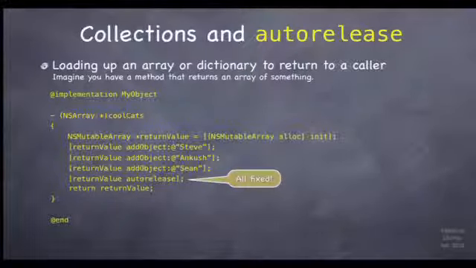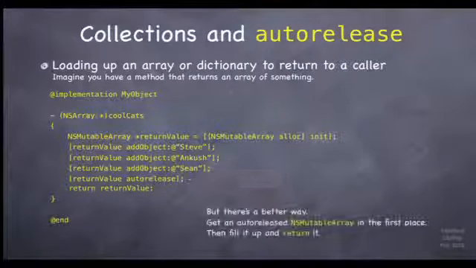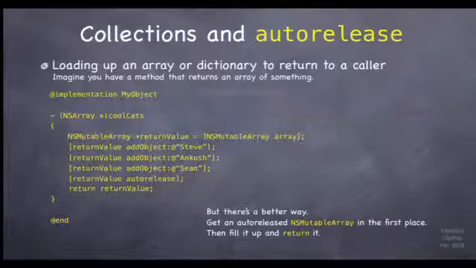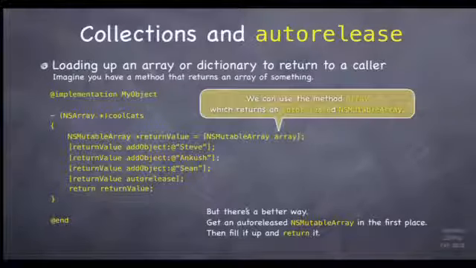But there's a better way to do this than this. In fact, I'm going to show you two better ways to do it. One is, instead of up there where I say NSMutableArray alloc init, what if I asked NSMutableArray to give me an autoreleased mutable array to start with? I can do that by changing that line of code to say NSMutableArray array.